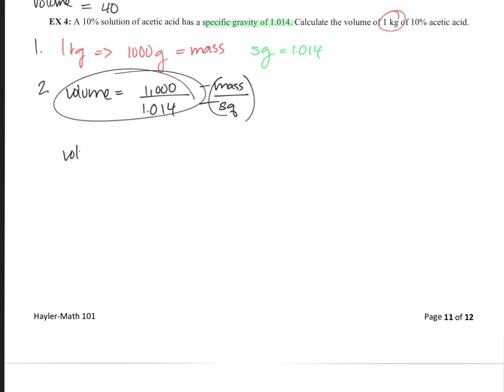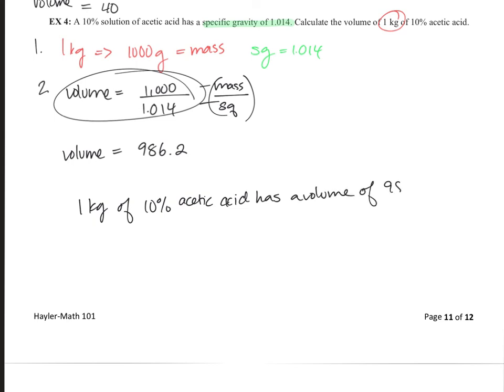Okay, so then volume equals 1,000 divided by 1.014. That's going to be, let's see, 986.2, which we round to the nearest tenth. So, 1 kilogram of 10% acetic acid has a volume of 986.2, and remember the units we are using is milliliters.